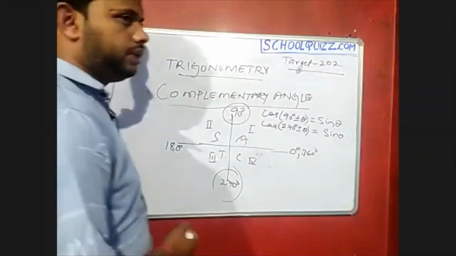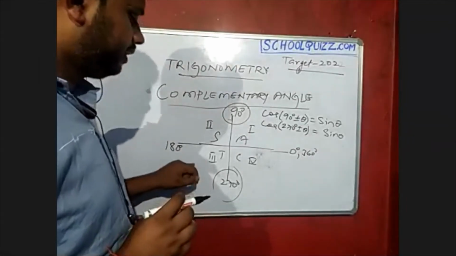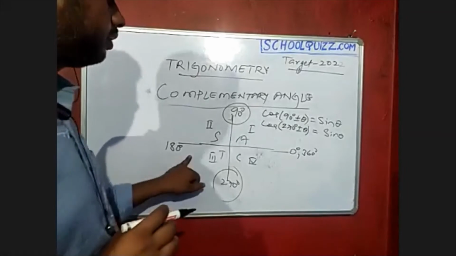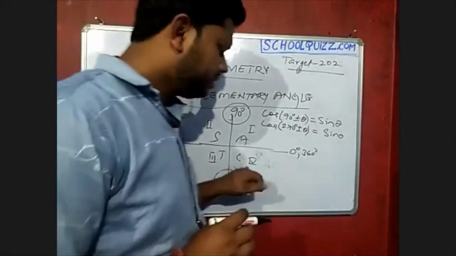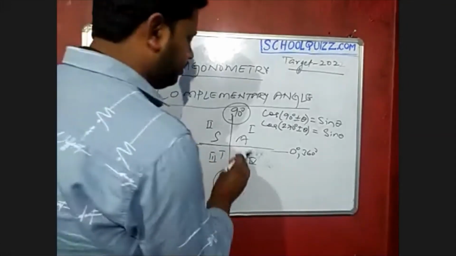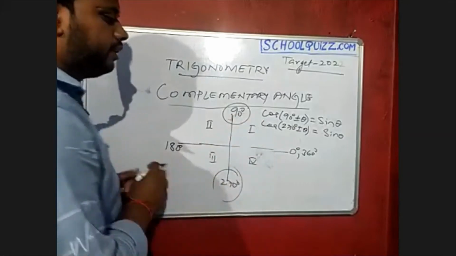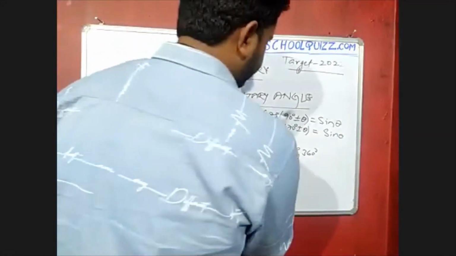I'll tell you that they are doing the ASTC rule. Here all the ratios are positive. Sin theta and cosecant theta are positive here. Tan and cotangent theta are positive in the third quadrant, and cos and secant theta are positive in the fourth quadrant. We are not going too deep into that because our syllabus covers the first quadrant only, and in the first quadrant, that is 90 minus theta.